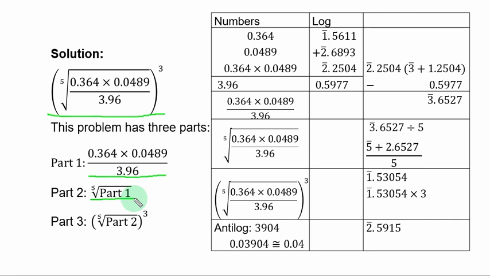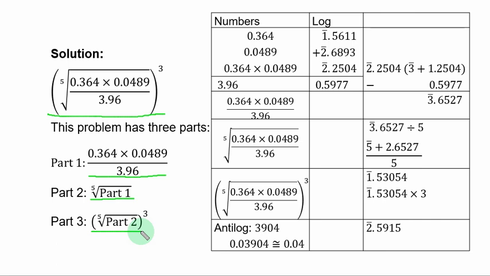part by 5. Part 3 is to take the cube of the second part, and that means that you multiply the result from the second part by 3, because you know power operation implies multiplication of the log value by the given power. Root operation implies dividing the log value by that root, which is 5 in this case. So we go to part 1.